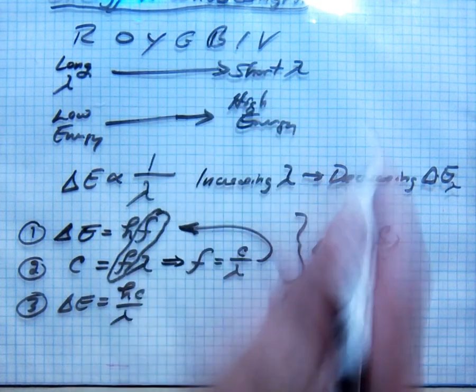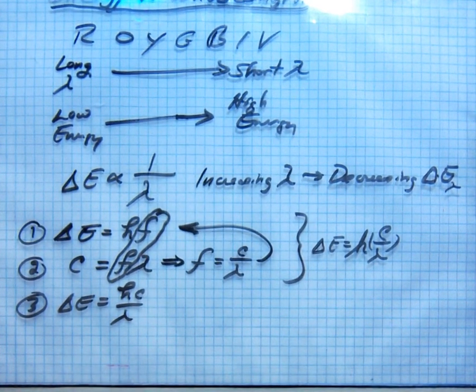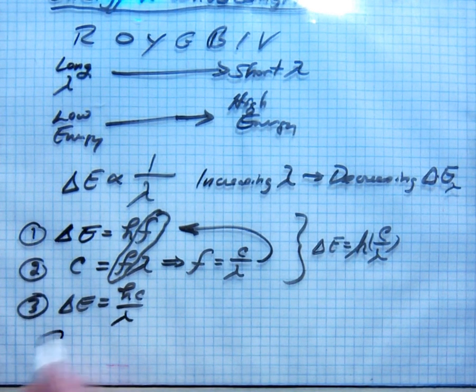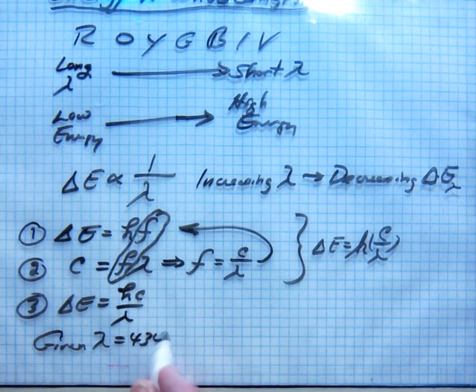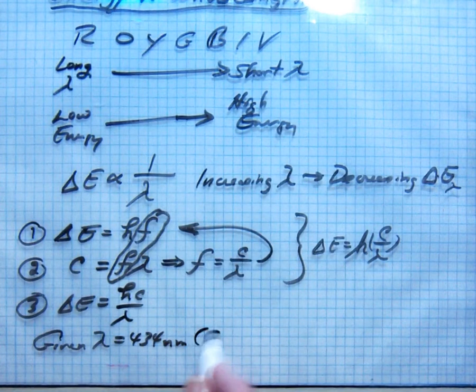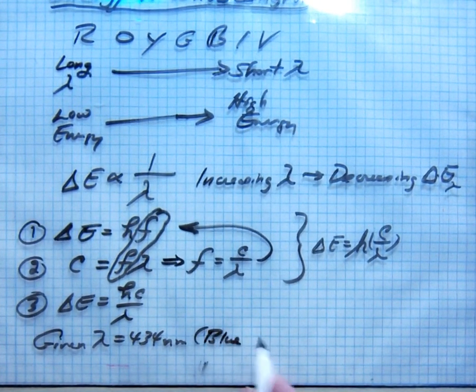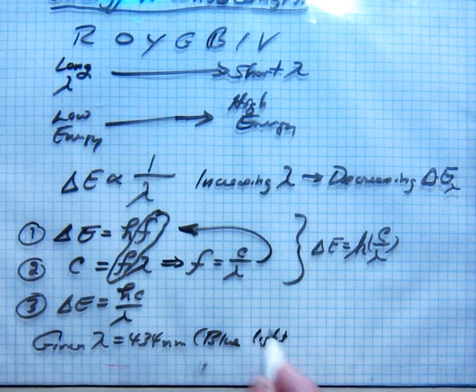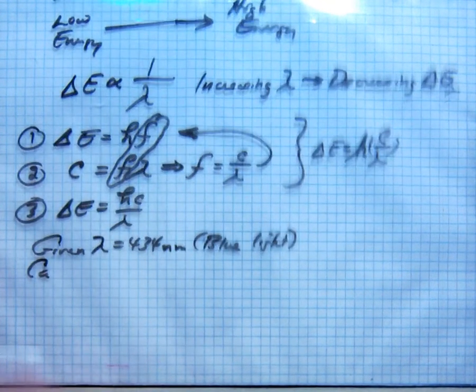We'll get the same number, but let's go with a different color, I guess. Let's go with blue light, 434 nanometers. Let's say you're given lambda equals 434 nanometers, blue light right here. Calculate energy using HC over lambda.